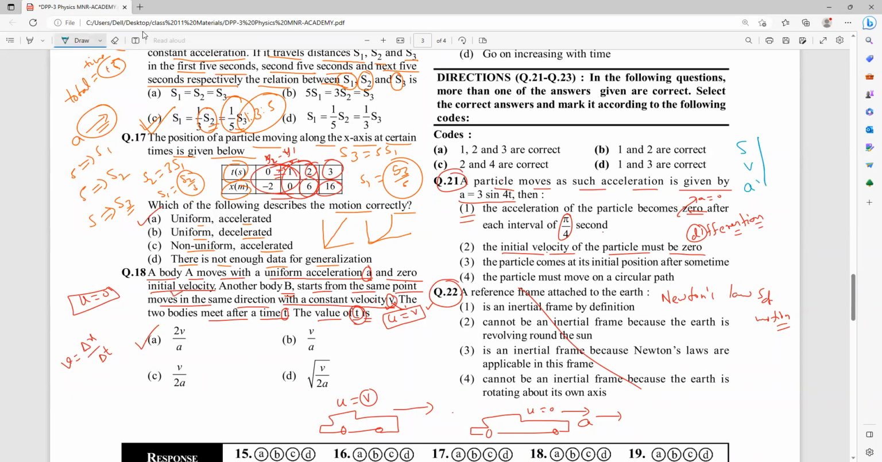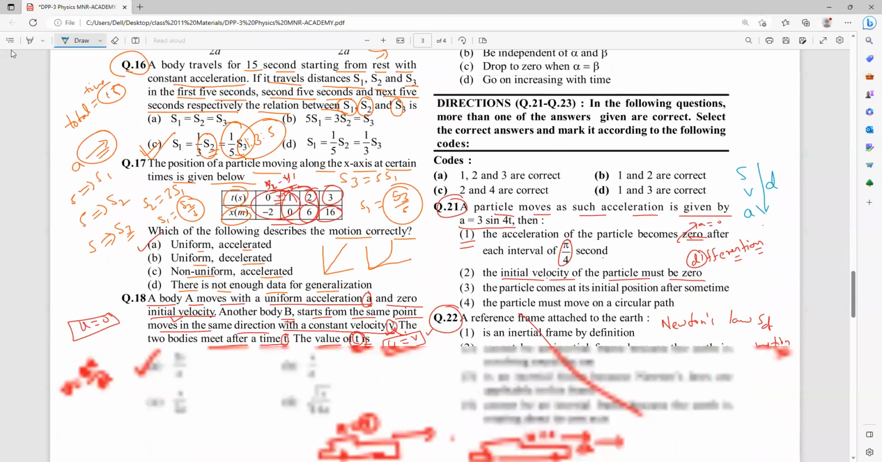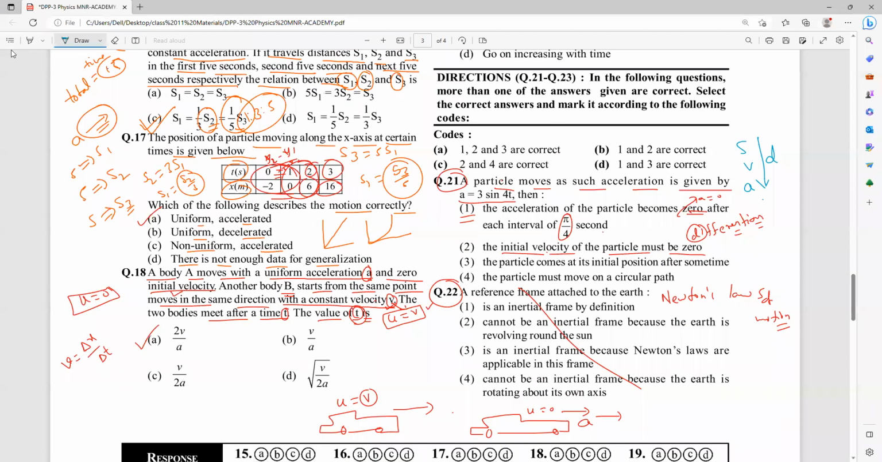Going from acceleration to velocity, which will we apply? Now they have given the acceleration and they are asking us to find the velocity. I forgot questions 19 and 20; we'll discuss them later. So, from acceleration to velocity, we apply integration.